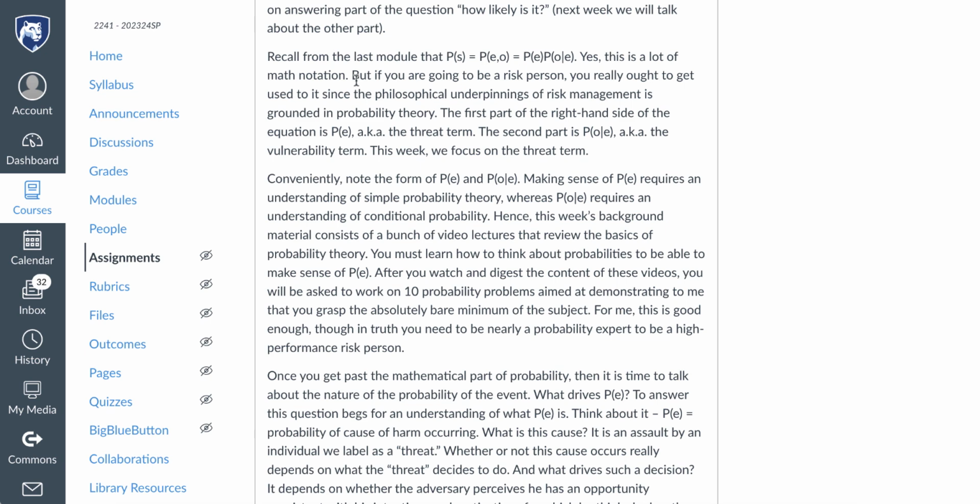Yes, this is a lot of math notation, and that's why I told you very early in this video that you do need to recap what probability is, how to compute probability, and specifically what conditional probability is. But if you're going to be a risk person, you really ought to get used to it, since the philosophical underpinnings of risk management is grounded in probability theory.